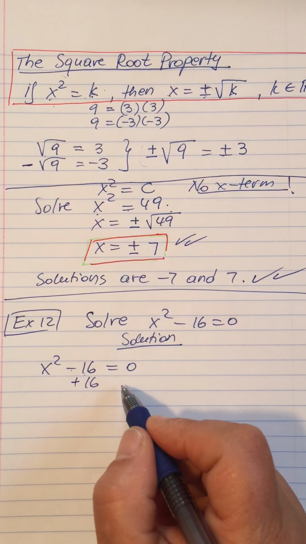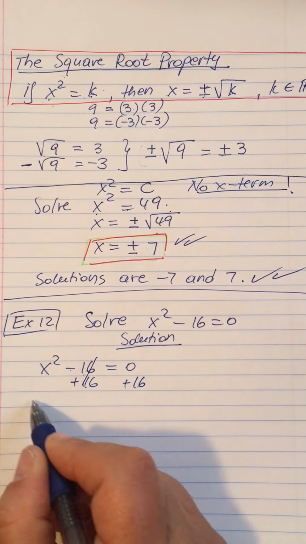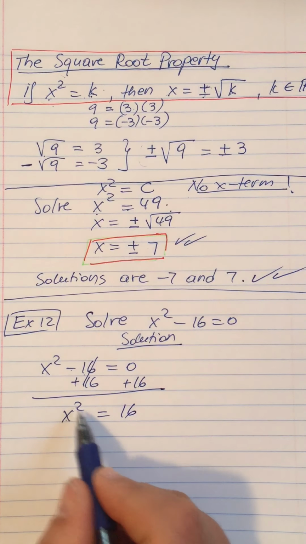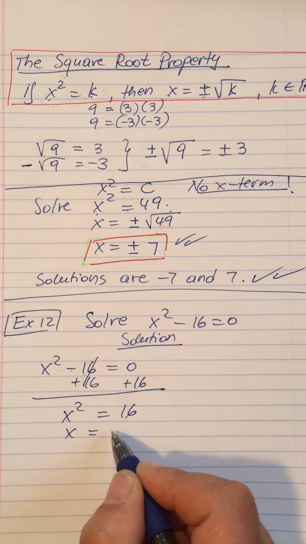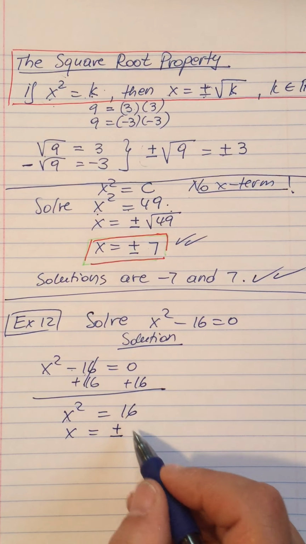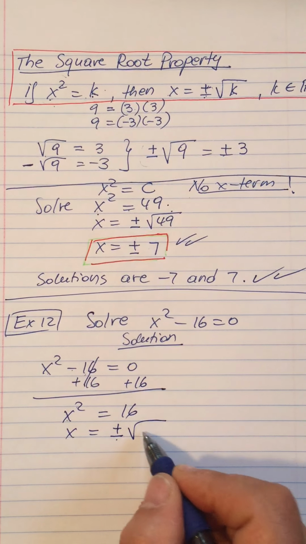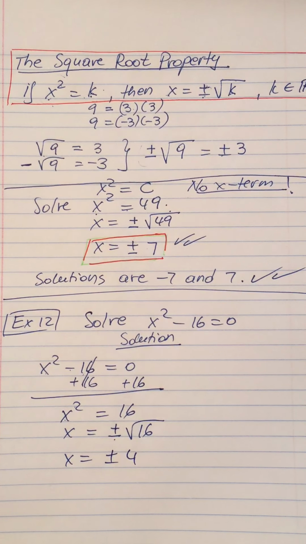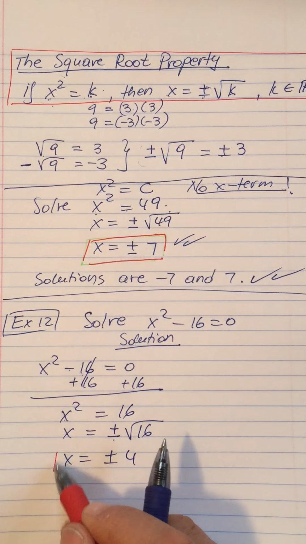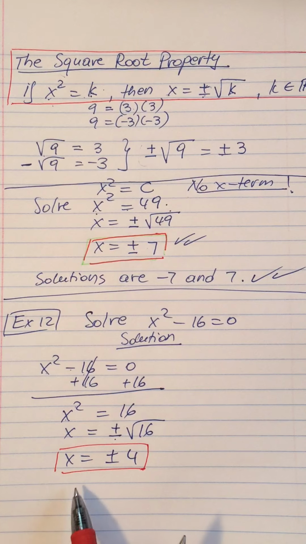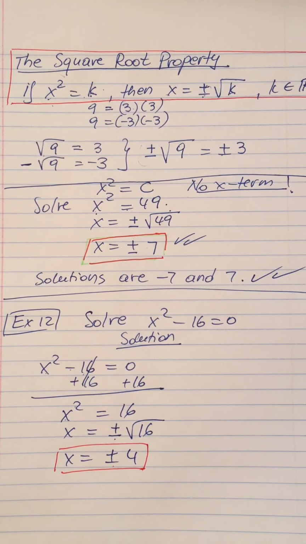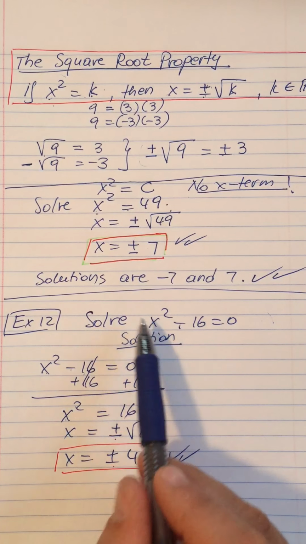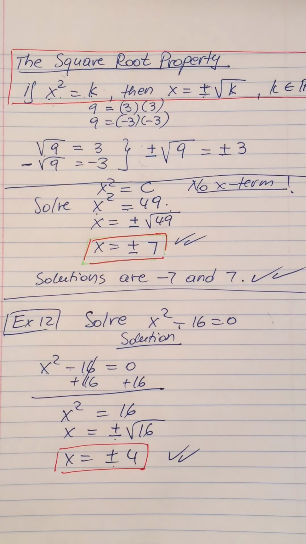For this reason I have to move 16 to the other side, and now I have x squared equal to 16, and I know if x squared is 16, then x is equal to both roots of 16, positive and negative, the square root of 16, and x is positive and negative 4. And here are both values of my solutions. So therefore the solutions are negative 4 and positive 4. Done. So here I needed to move 16 to the other side in order to use this property.